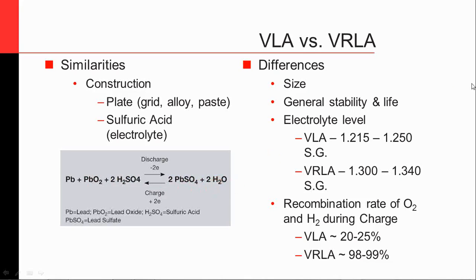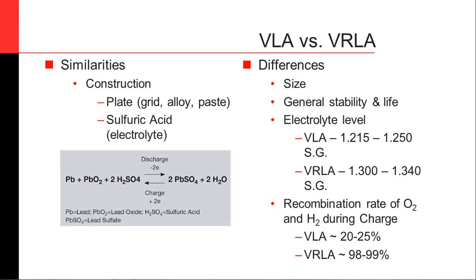Now, the difference is going to be size. The vented lead acid is always going to be proportionally bigger than a valve-regulated lead acid battery. In terms of general stability and life, vented lead acid batteries are generally more stable, and generally you get a longer lifespan out of them, given approximately the same conditions. The electrolyte level is also a little bit different. Valve regulated tends to be a little bit higher. A higher electrolyte level, measured in terms of specific gravity, typically means that you're going to get a higher power out of the battery, or higher voltage.